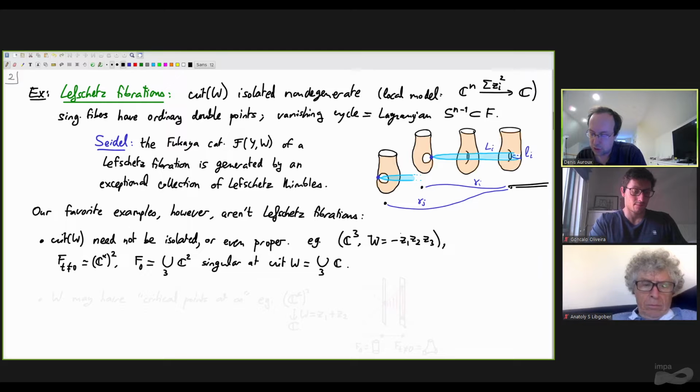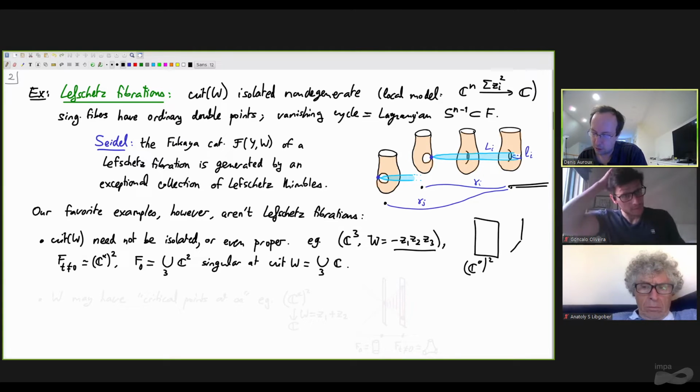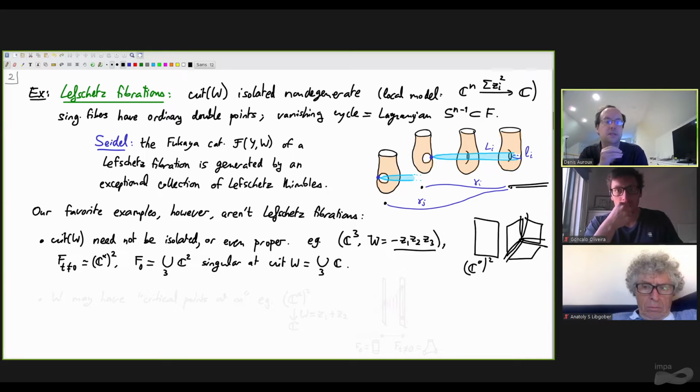So anyway, the geometry of a map from C cubed to C given by the product of the coordinates: while the smooth fibers look like (C star) squared, the singular fiber over 0 is the union of the three coordinate planes. And so this is singular along the three coordinate axes. And this is a non-compact critical locus, which is moreover smooth away from the origin, but at the origin it has a degenerate singularity.